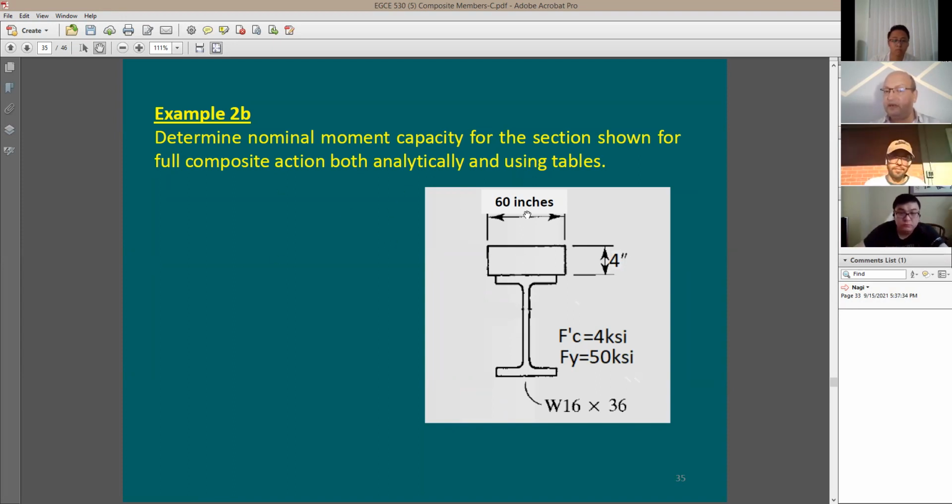So now the width becomes 60 inches. Now someone's going to say, why did you pick 60 inches? The previous example was equal to 87. So what is behind that? How did you pick this width? I understand slab thickness in the previous example was 5 inches. Now it becomes 4 inches. Maybe the steel beam is the same size, right? 16 by 36. Concrete strength, 4 ksi. Fy, 50 ksi. Okay, let me see another example of doing the same steel beam design.